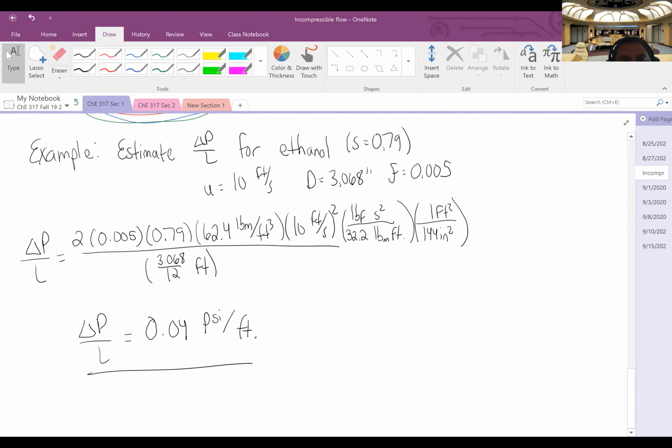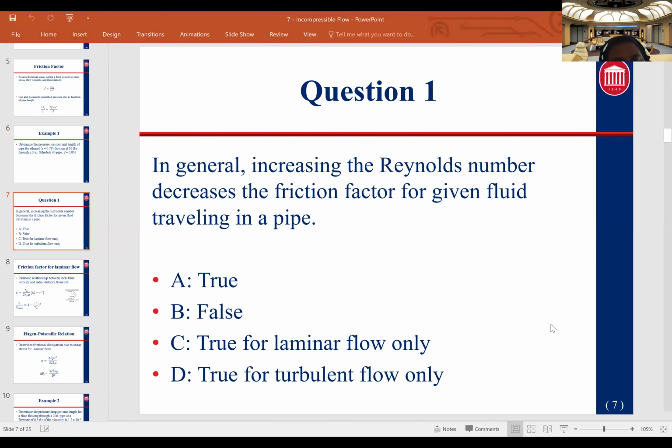So hopefully that felt pretty straightforward. However, it will get a little trickier as we move on. The next question I have for you guys is this one. The question asks, in general, increasing the Reynolds number decreases the friction factor for a given fluid traveling in a pipe.